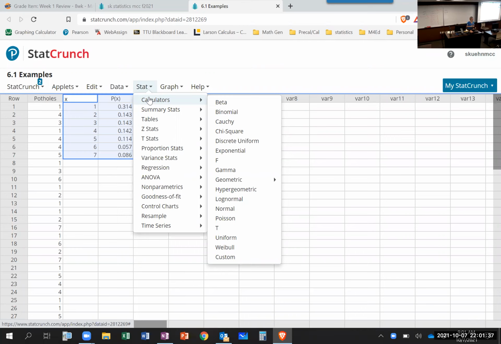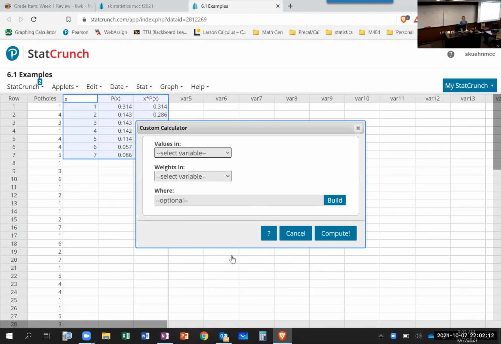So I'm going to go to Stat, select calculators, and custom calculator is down here at the bottom. Is everybody there? Stat, calculators, custom calculators is going to be at the bottom. That's what we're going to use for expected value. Everybody there? Stat, calculator, custom.